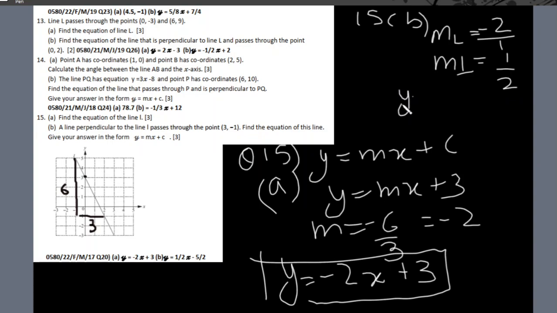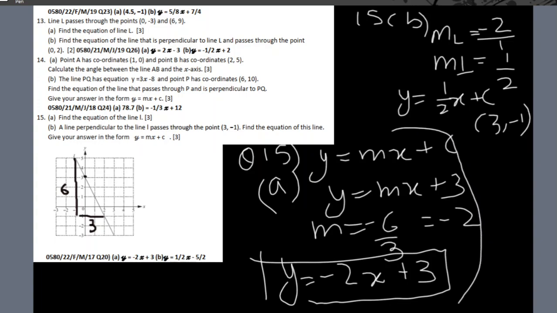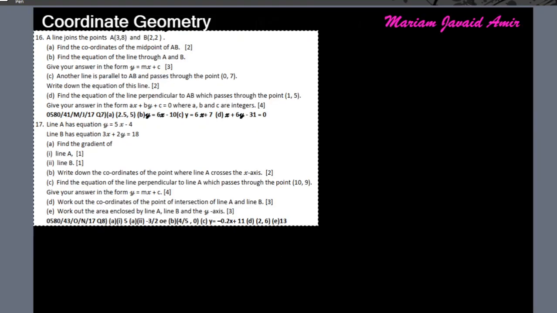So the equation is y equals half x plus c. To find c, we need a point that passes through this line, and that point is 3 comma minus 1. Substitute these values and you would get c equals minus 2.5. So this is the final equation. Y equals half x minus 5 over 2, or minus 2.5. Question number 16.